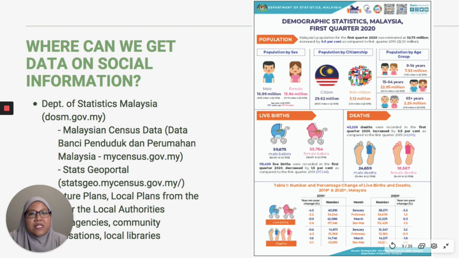So as what we can see on the image here, it shows the demographic statistics of Malaysia for the first quarter of 2020. And we can see that Malaysia's population for the first quarter of 2020 was estimated at 32.73 million. And this shows an increase of 0.6% compared to the first quarter of 2019.